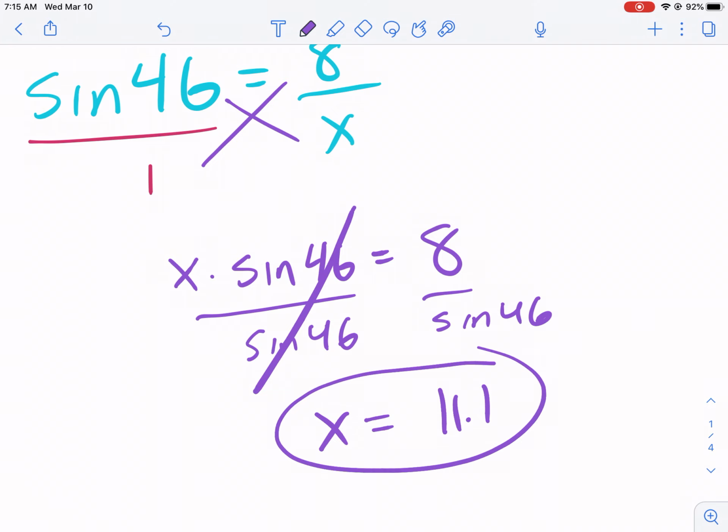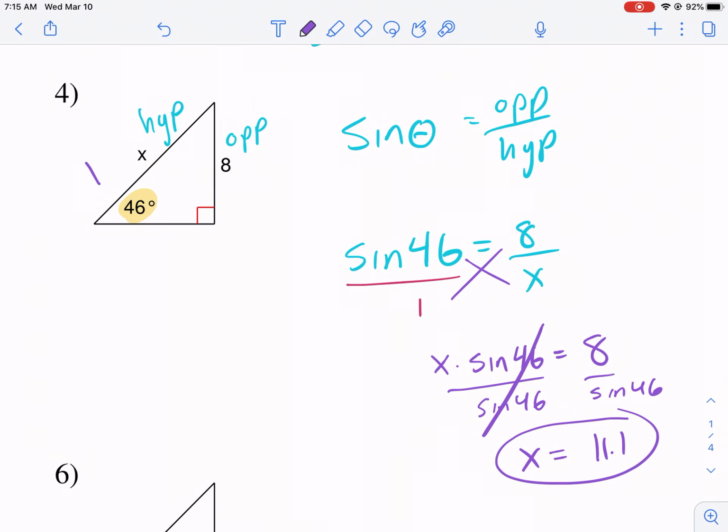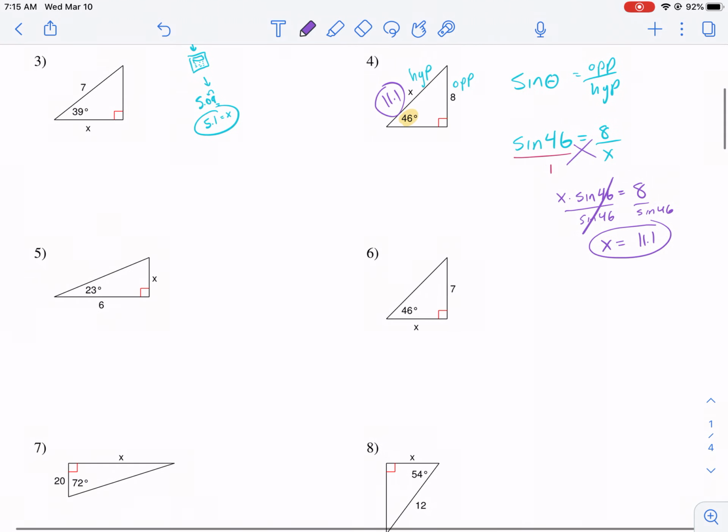Now let's check to see how that compares. Okay, it's bigger than my opposite side. That's good because that's my hypotenuse. My hypotenuse needs to be bigger than my opposite side, so I'm good. That's how I do that one. Let's see if there's another trig. We've used tangent. We've used sine.